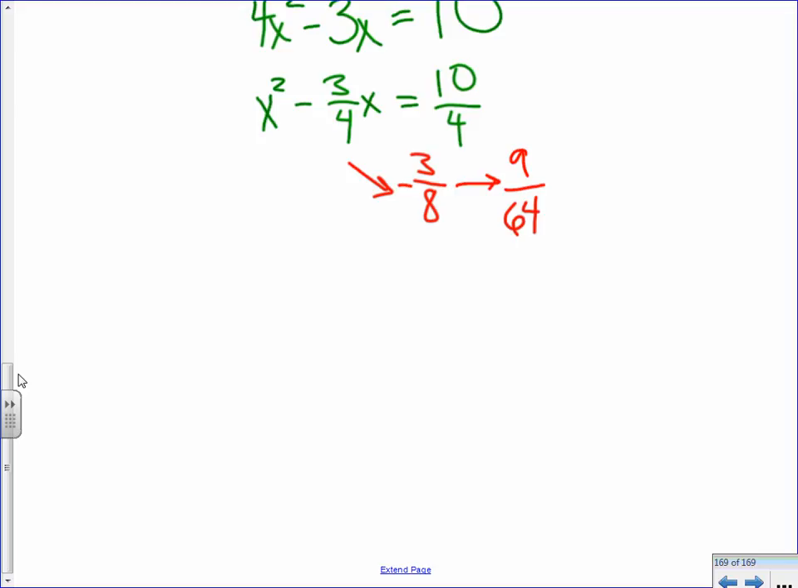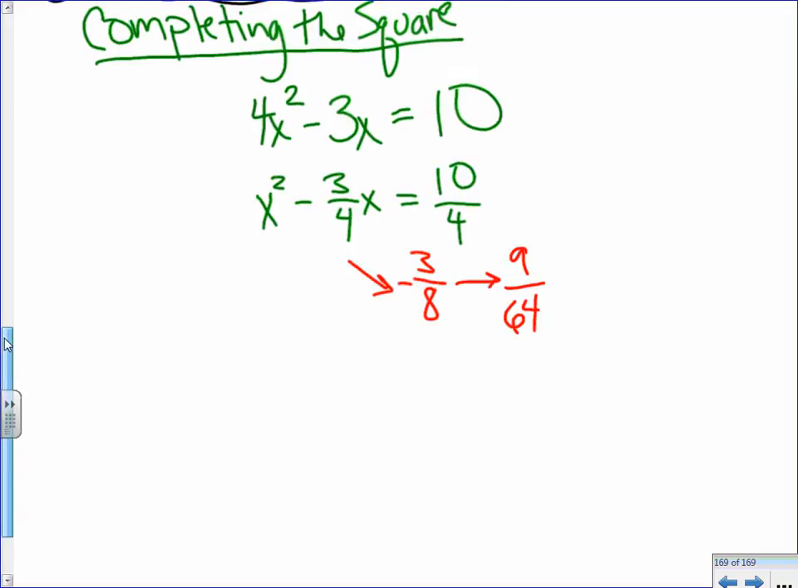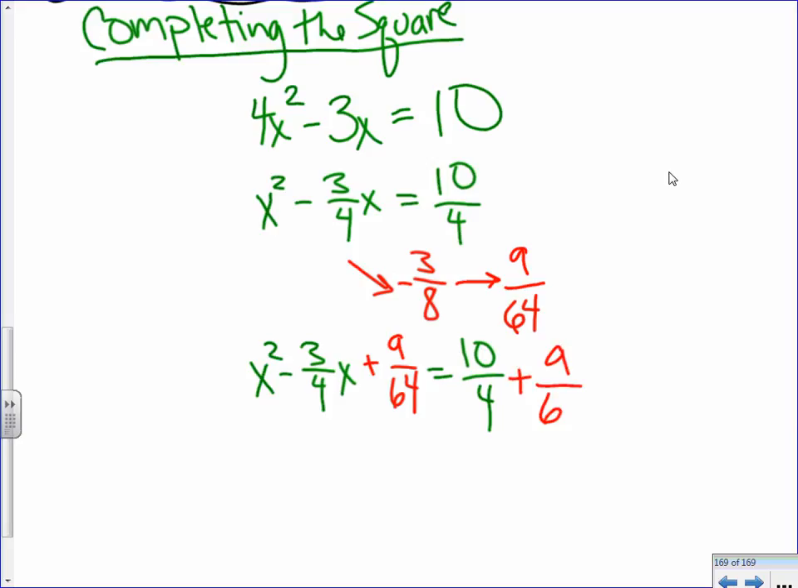This number is what we need to add to both sides in order to complete the square. So I'm going to rewrite all that I've got. So x squared minus 3/4 x, and then this is the constant term I need to add in. So plus 9/64. And if I want to add that to one side, and I want to keep this equation the same, I don't want to change it, I want to add it to the other side as well. So I have 10/4 plus 9/64.